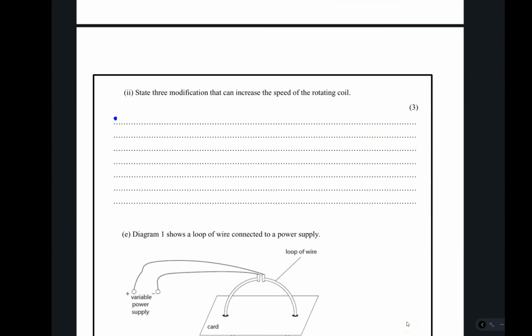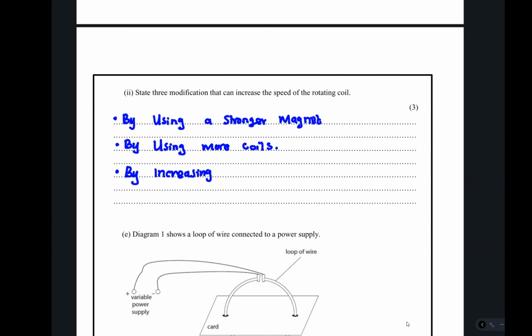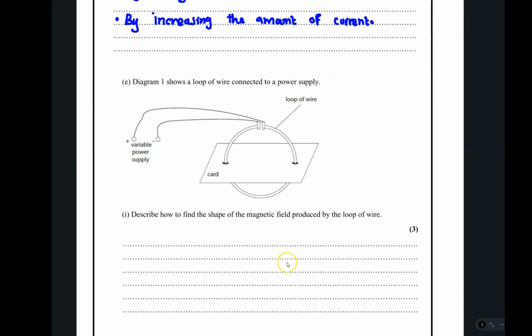Now, stage 3, modification that can increase the speed of the rotating coil. Now, to increase the speed, we can be able to do that using a stronger magnet, also by using more coils, or we can increase it by increasing the amount of current in the coil. That's what we are supposed to do. E, we are told the diagram shows a loop of wire connected to a power supply, and we're supposed to describe how to find the magnetic field produced by the loop of wire.